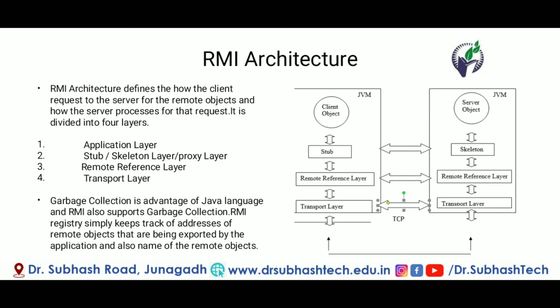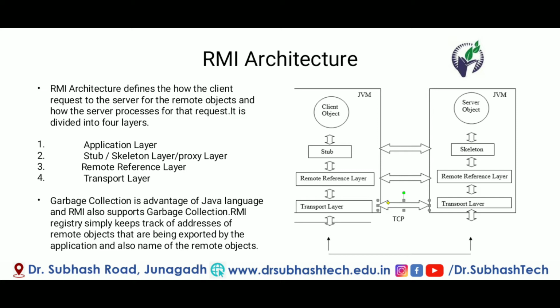When an application is built using RMI, how it works, what the different layers are, and how data is transmitted from one system to another is defined by the RMI architecture. The RMI architecture defines how the client requests the remote objects from the server and how the server processes that request.